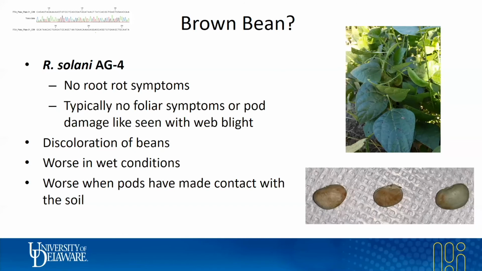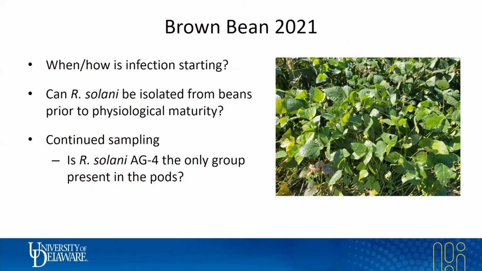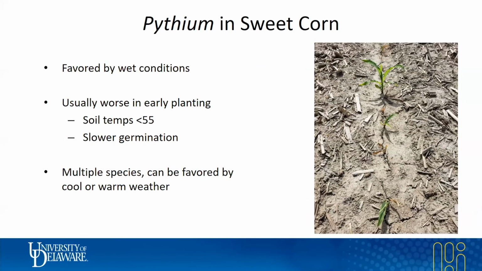So this is something that we'll be continuing to investigate in 2021, basically trying to see if this pathogen is present early in the season or if we can really only get these once beans are mature. And we'll continue to do some sampling as we have our root knot trial and some beans out there to observe this coming season. All right, so we have Rhizoctonia, which is a fungus, and then we also have Pythium, which is an oomycete.